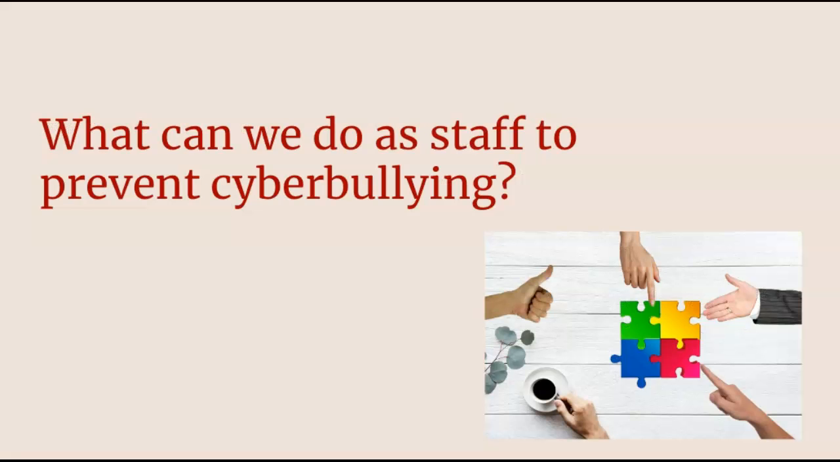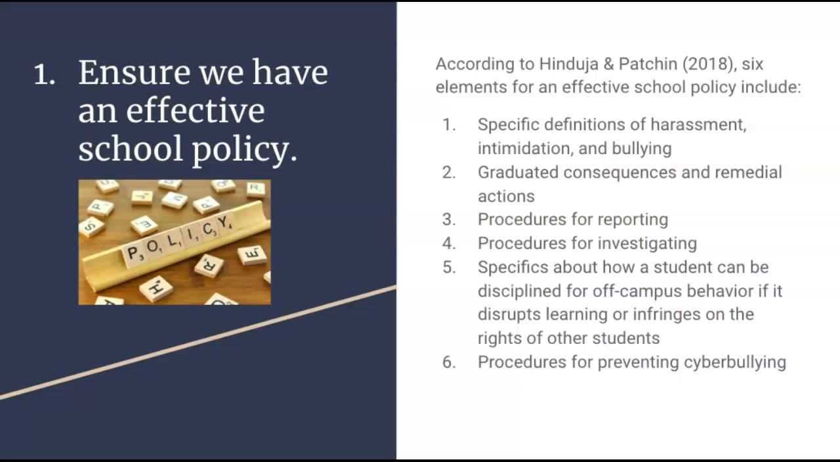So what can we do as staff to prevent cyberbullying? The first thing we can do is ensure we have an effective school policy. According to Hinduja and Patchin, 6 elements for an effective school policy include specific definitions of harassment, intimidation, and bullying, graduated consequences and remedial actions, procedures for reporting and investigating, specifics about how a student can be disciplined for off-campus behavior if it disrupts learning or infringes on the rights of other students, and procedures for preventing cyberbullying.